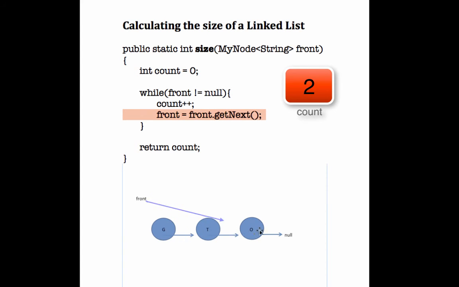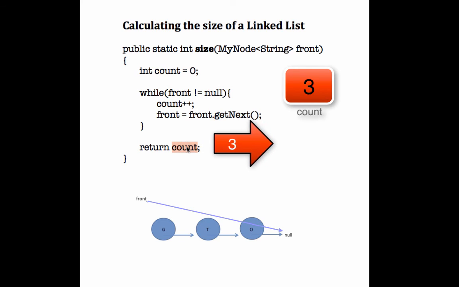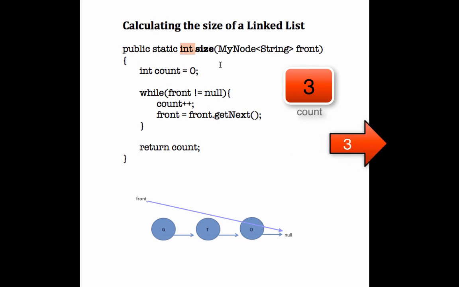And yes, there is a next one which will be this O, so it's not null. So this condition is true. Count is now 3, and then I'm going to move to the next one. But the next one says, oh, there is no next one. So the value of front, according to this statement, is going to be null. So when I check the condition again, this condition becomes false, and I stop the loop. I have traversed the list. But remember, count is 3, so now I'm going to return count, and then that will be the end of the method. So I have traversed the list to count the numbers of nodes.